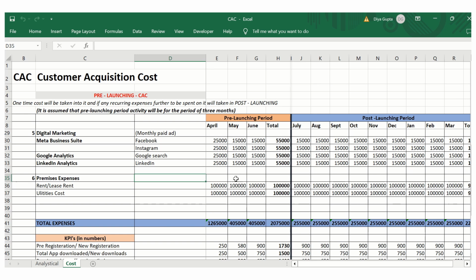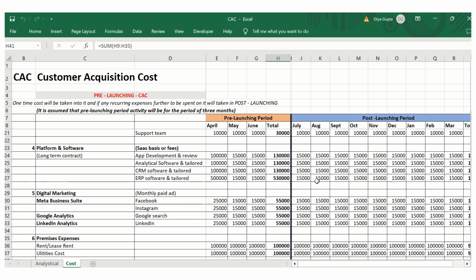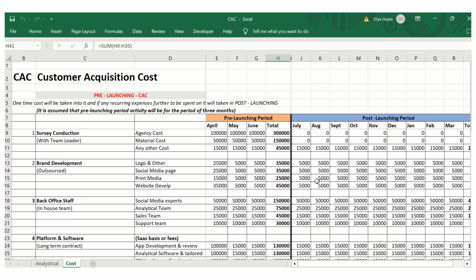First of all, if you see here, the total expenses is 12,65,000. Now these types of expenses come in there only, right? So why did I split into two parts, pre-launching and post-launching? Because there are a lot of expenses which we do not need in the further running of the business, or might be we have to switch to other heads, right?